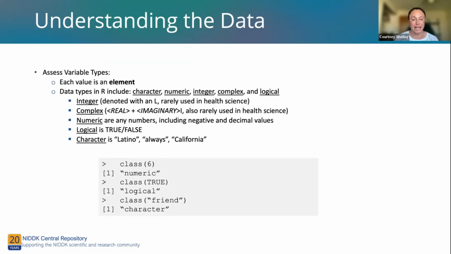Okay, so the next thing that's really important to understand about your data is that, at least within R, each value is called an element. And element types within R include character, numeric, integer, complex, and logical. You'll very rarely ever need to work with integer or complex within R and within healthcare data, but you're going to obviously be using a lot of numeric and character data. Numeric data is numbers, with or without decimal places. And character is any sort of free text that you might have entered, any sort of labels, any sort of descriptions of your data. And then finally, logical is just true, false.